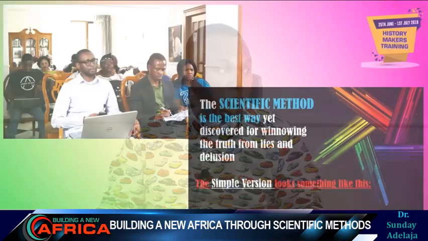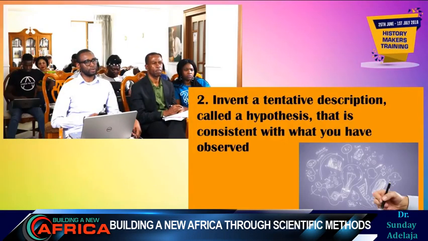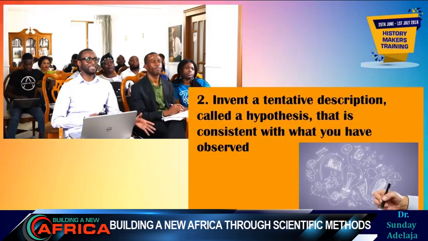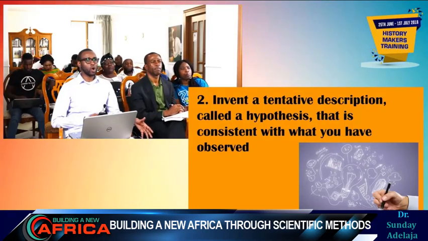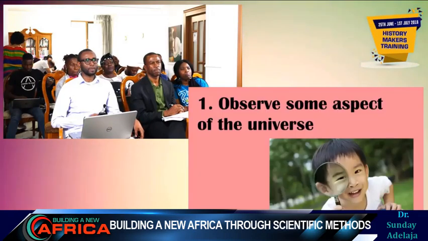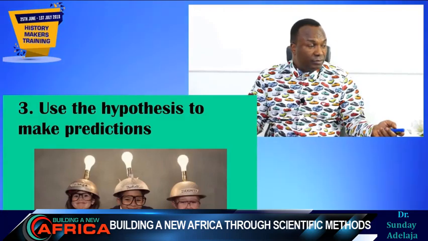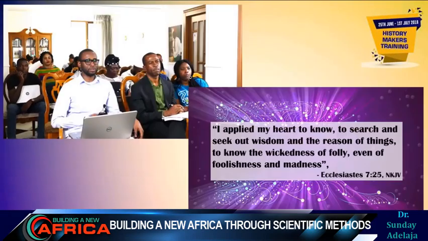Let's see, I have a simple version, a rather simple version. I would like us to just run through that as well. The simple version looks something like this. Number 1, observe some aspect of the universe. 2, invent a tentative description called a hypothesis that is consistent with what you have observed. You remember that here we didn't put the question, which starts everything. Okay. 3, use the hypothesis to make predictions.